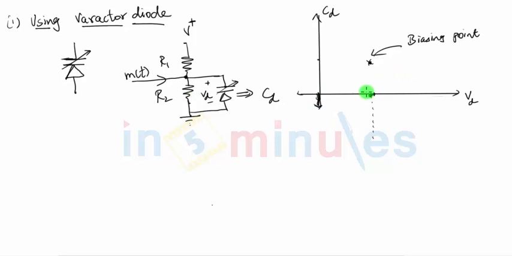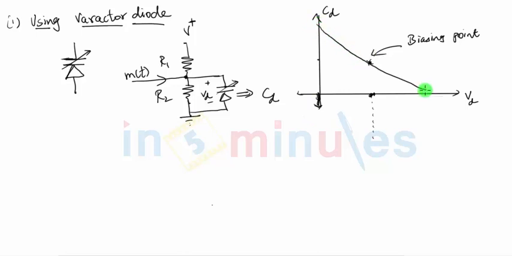Please remember that if you increase the value of the voltage across the varactor diode, that means if you make it more and more reverse biased, then the depletion region width will also increase. If the distance between the two conducting plates in a parallel plate capacitor increases, we know that its capacitance will decrease. So if you increase the reverse biased voltage, the capacitance will decrease, and if the reverse biased voltage is at its minimum, then the capacitance will be maximum. If I draw the characteristic, it will look something like this.